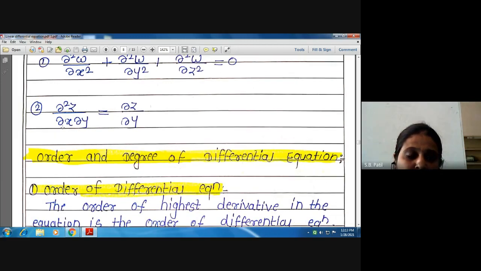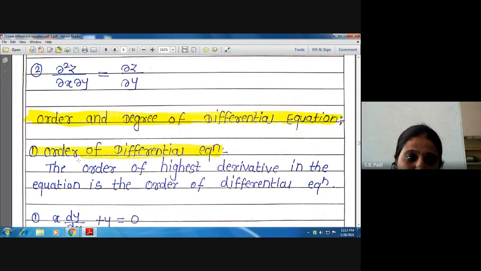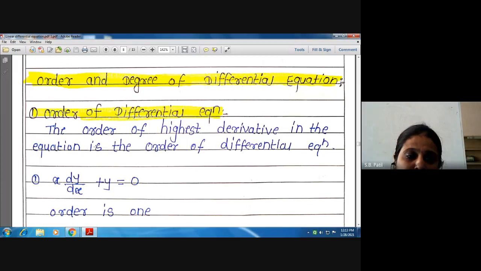Then we have to see how to calculate the order and degree of a differential equation. First we have to find the order. We have to see the definition of the order of a differential equation. The order of a differential equation is nothing but the order of the highest derivative. The order of the highest derivative in the equation is the order of the differential equation.